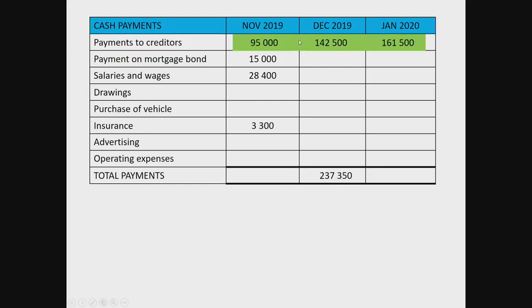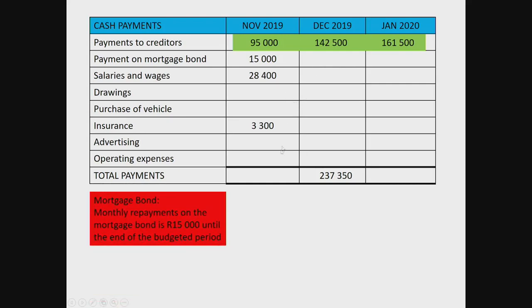Right. Those figures are coming from the earlier slide when we had that payments, when we were converting the sales to the cost of sales, which is the purchases, and then we minus a 5% discount. Okay, so now they've got some information regarding a mortgage bond. It says the mortgage bond, which means the item affected will be the payment on the mortgage bond.